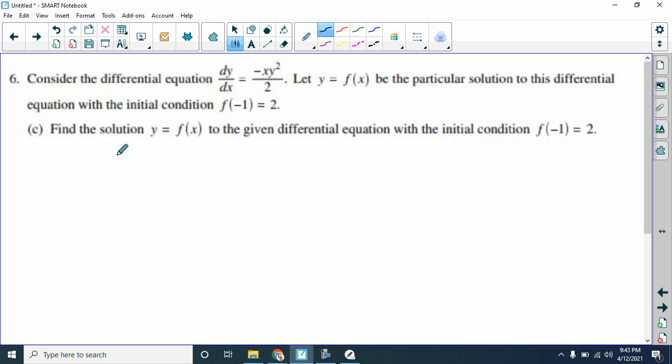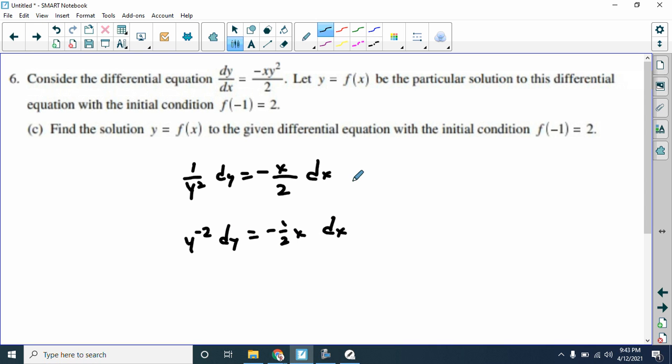And part C wants us to find the solution to the differential equation that passes through this point. So we need to find what y is equal to. In order to do that, dy/dx is in terms of both x and y, so we need to separate the variables: divide both sides by y squared, and multiply both sides by dx. I'm going to rewrite that as y to the -2nd, and this is -1/2 x. A little easier to integrate that way.